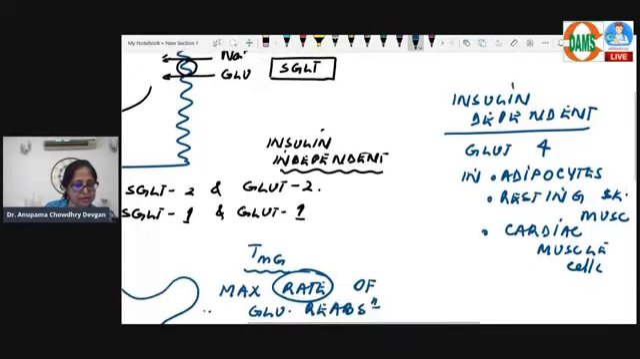This is what I was saying. Pancreas is GLUT2. Subhra Jyoti Day, it's GLUT2, beta. Insulin dependent is only GLUT4, which is in adipocytes, resting skeletal muscles, and cardiac muscle cells. What are the target organs for insulin? Insulin acts on adipocytes, resting skeletal muscles, and cardiac muscles. GLUT4 is insulin dependent. GLUT2, GLUT1 are insulin independent.